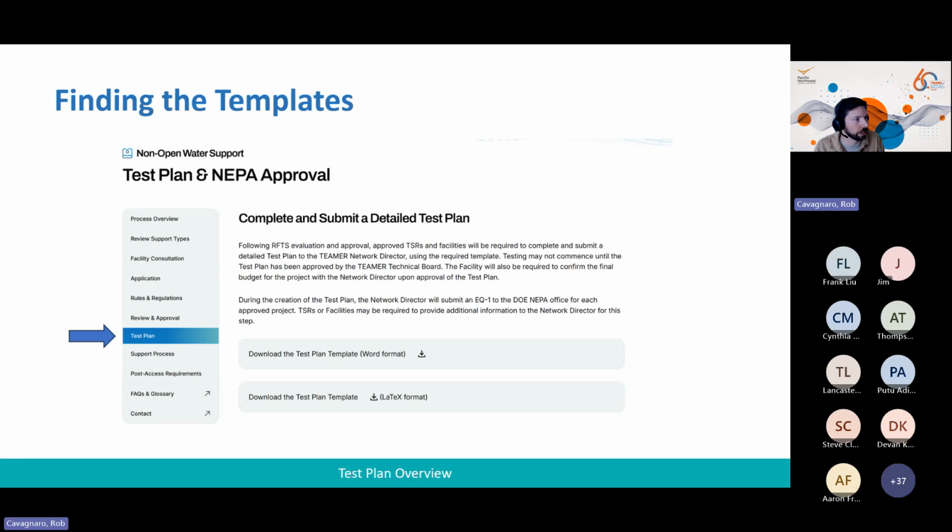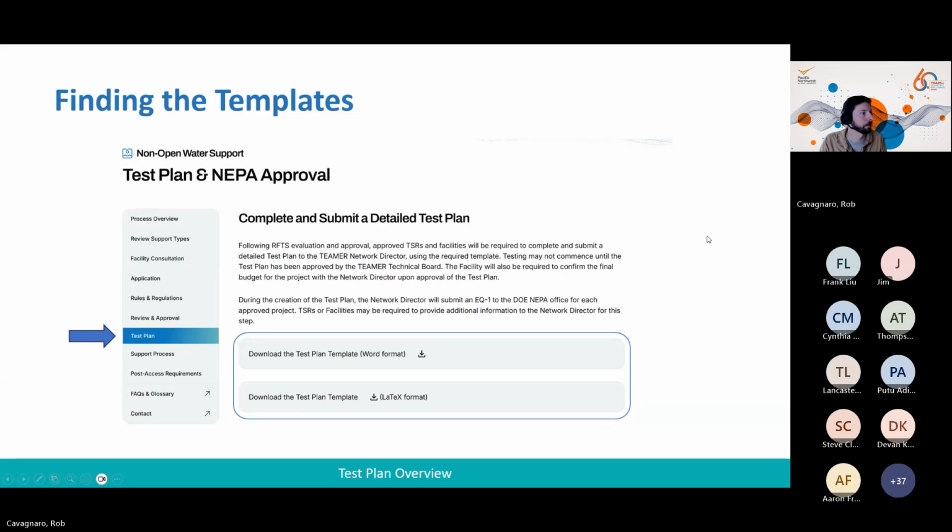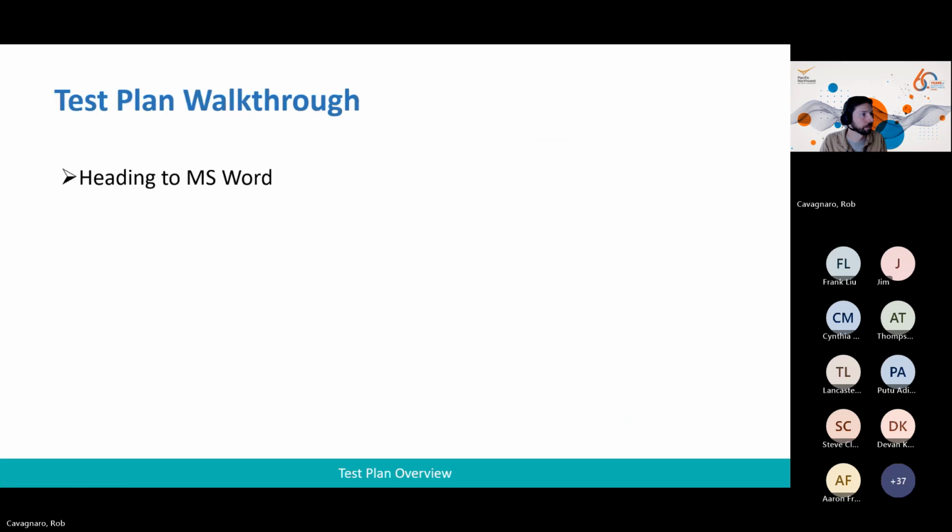Once you navigate there, there'll be a menu here on the left side that you can click on to access the 2 templates for test plans. The 2 options that are available are the TEAMER test plan template in a Microsoft Word format, and as of recently, I think this is pretty recent, a LaTeX template that would allow you to create the document in that format if that is your preference. All right, so that's how to find the templates.